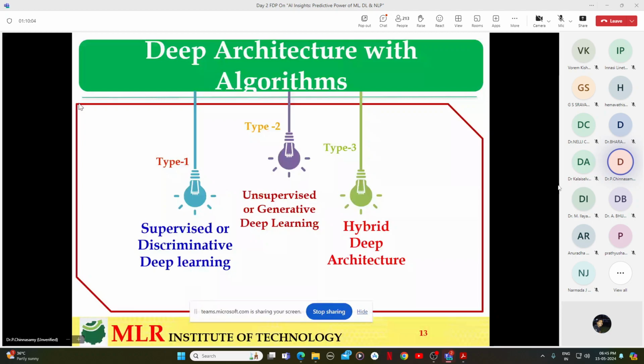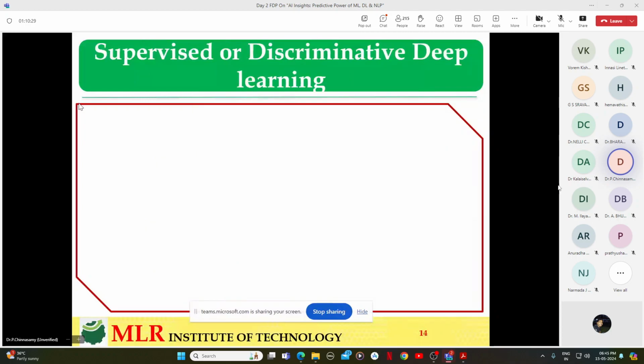It is a combination of supervised with unsupervised, or else we may combine supervised along with different varieties of deep learning, like multi-layer perceptron, autoencoders, or convolutional neural networks. Now let's start with the first architecture: supervised or discriminative deep learning.